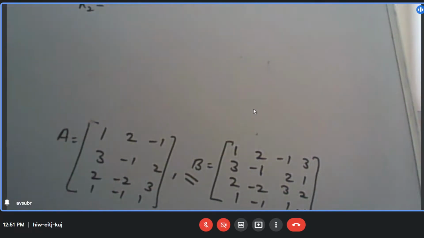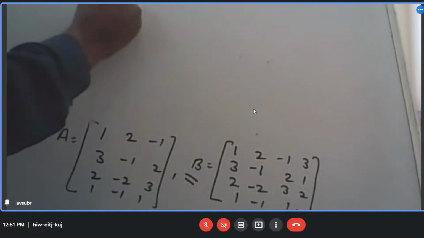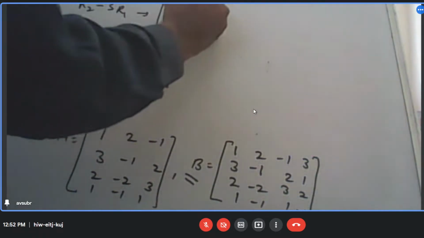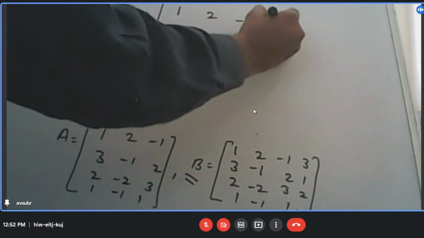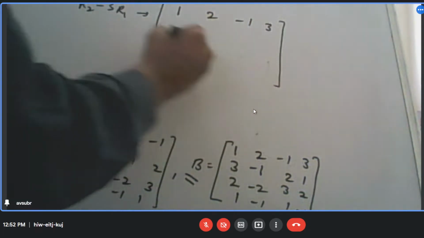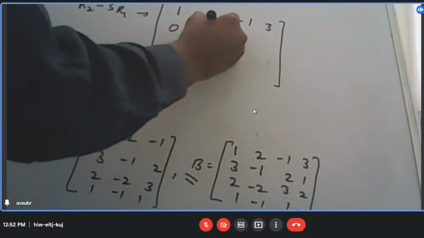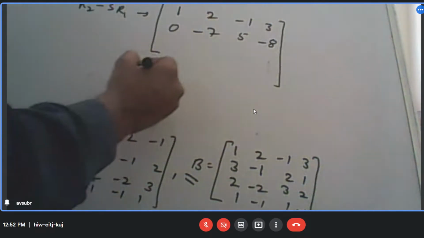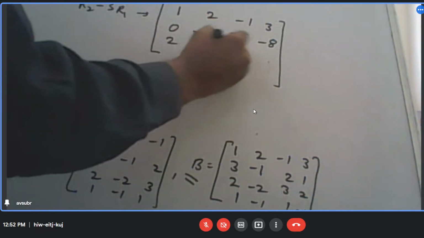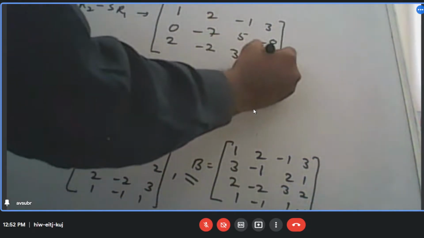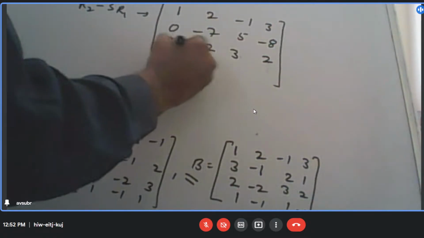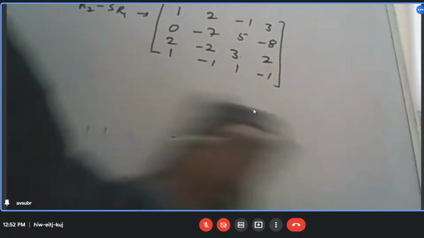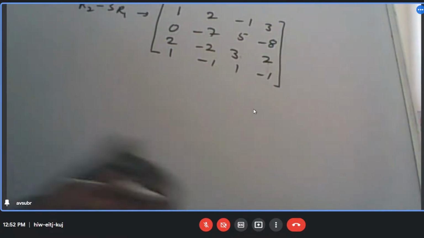So now R2 minus 3R1 will be 1, 2, minus 1, 3, 0, minus 7, 5, minus 8, 2, minus 2, 3, 2, 1, minus 1, 1, minus 1. All right.